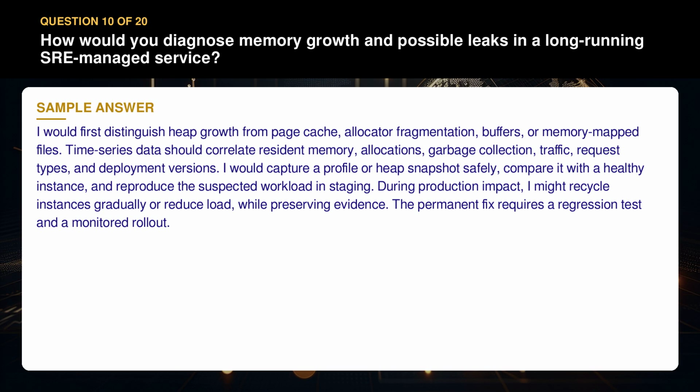I would capture a profile or heap snapshot safely, compare it with a healthy instance, and reproduce the suspected workload in staging. During production impact, I might recycle instances gradually or reduce load, while preserving evidence. The permanent fix requires a regression test and a monitored rollout.